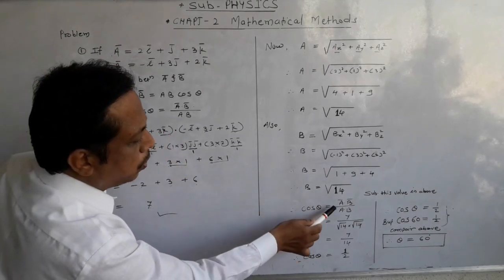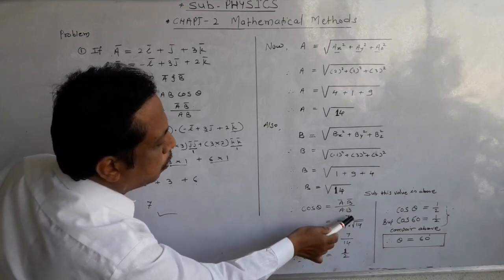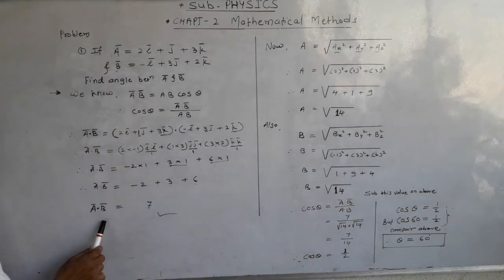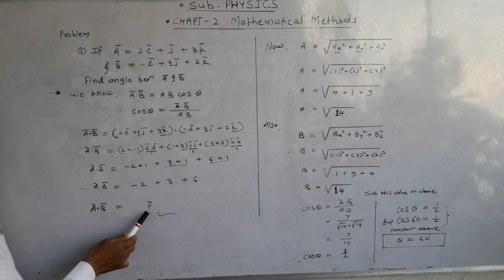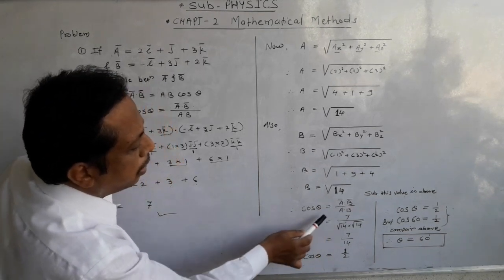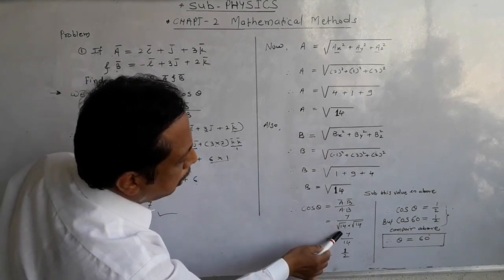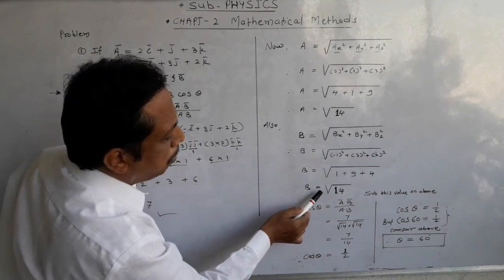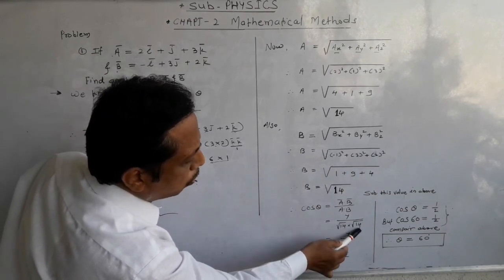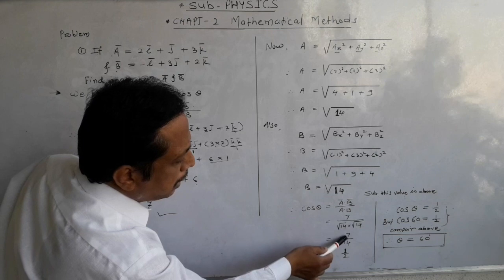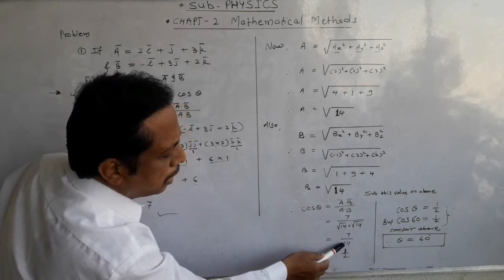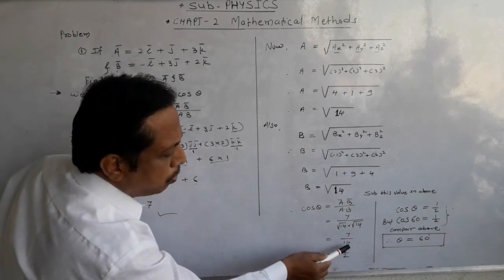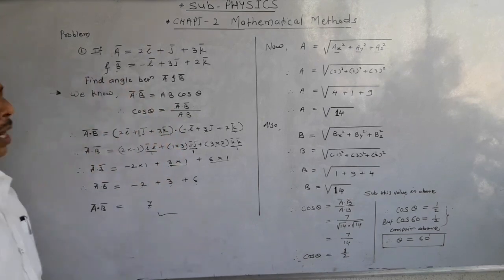Cos theta is equal to a bar dot b bar upon a into b. Here a bar dot b bar is equal to 7. Substituting this 7, then the value of a is root 14, and the magnitude of b bar, b, is equal to root 14. This 7 is as it is, root 14 into root 14 is 14. 7 upon 14 is nothing but 1/2.